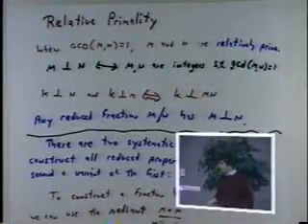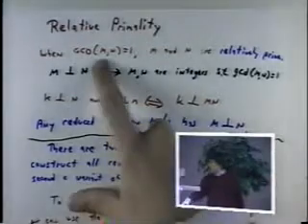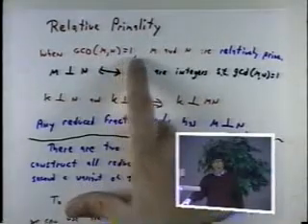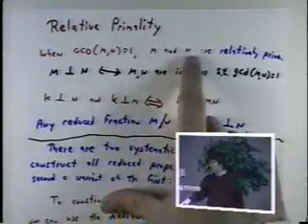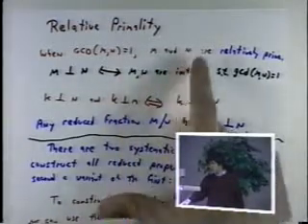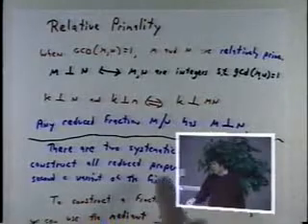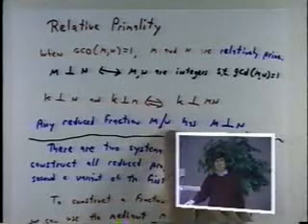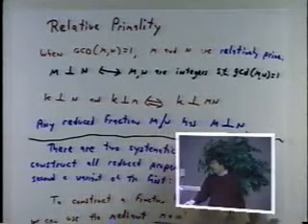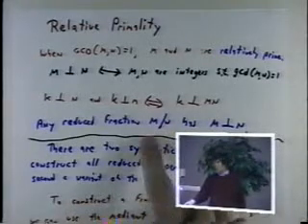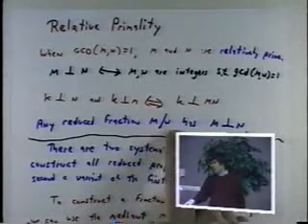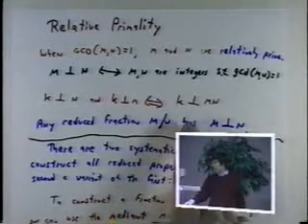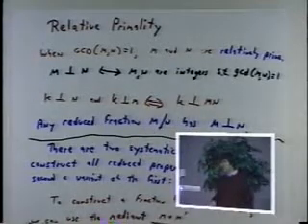Basically, what we defined was that when the greatest common divisor of m and n was 1, that was the same thing as saying the two numbers were relatively prime. If you have a fraction m over n, we say that it's reduced if m and n are relatively prime. If m and n are not relatively prime, that means this is a multiple of something, this is a multiple of the same thing. We can cancel it to make the fraction simpler.